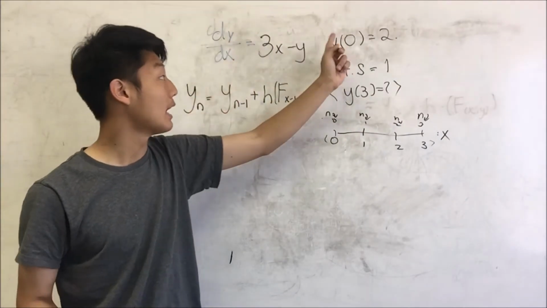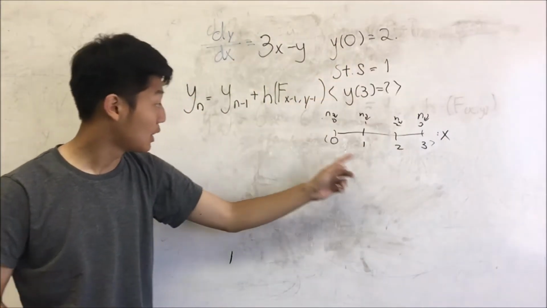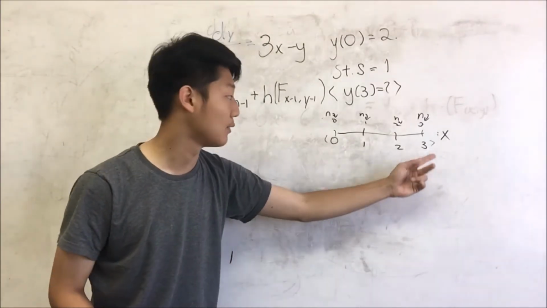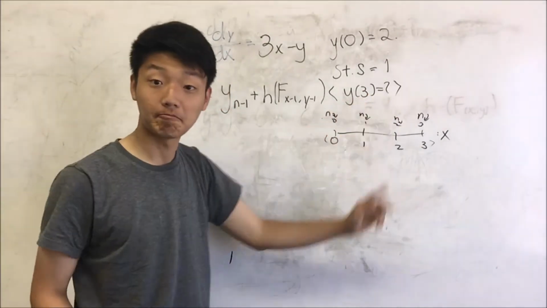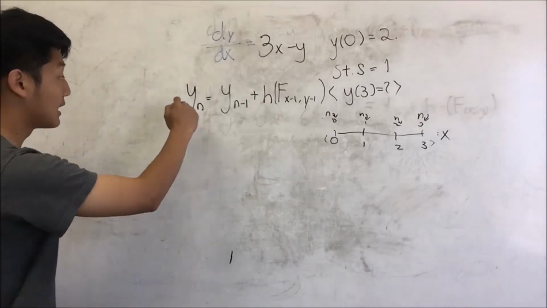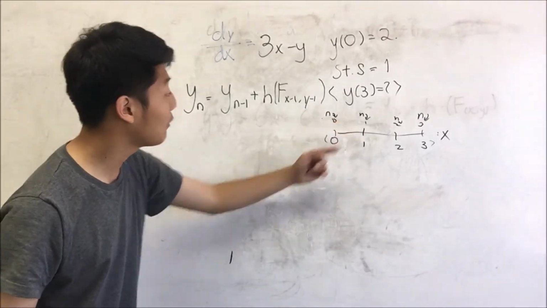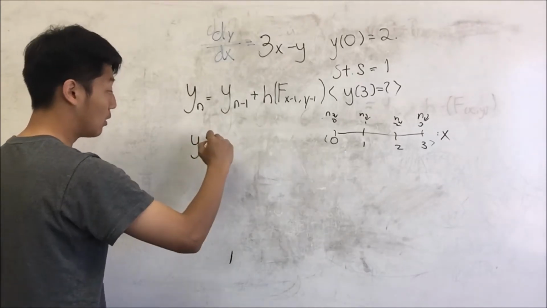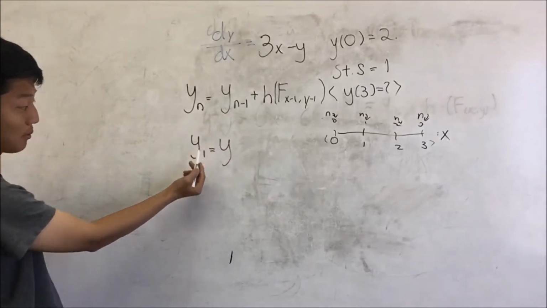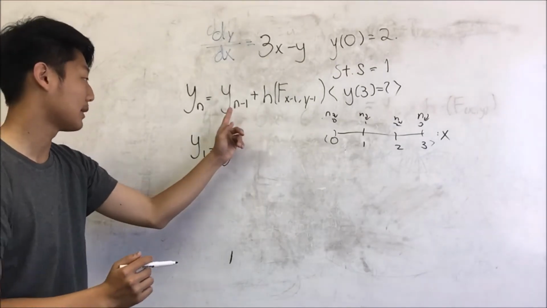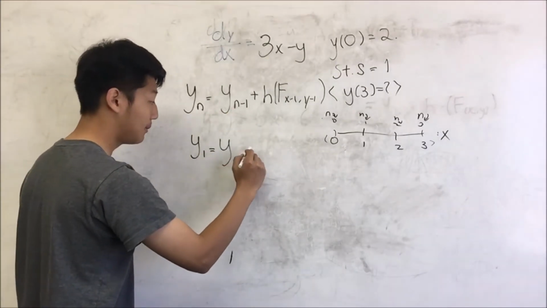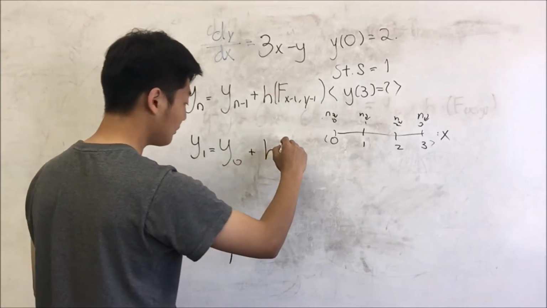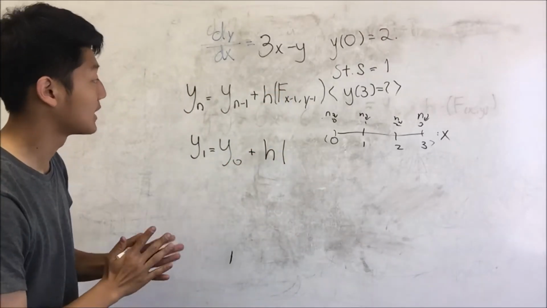And we start from x equals 0, where y is 2. So from 0, the step size is 1, so just add 1, 1, 1 and reach 3, because we want to solve for 3. So let's start. Because we want to go to n1, we'll start with y1 equals y of 1 minus 1, because n minus 1 is 0, plus h and the function. I'll plug in the function first.